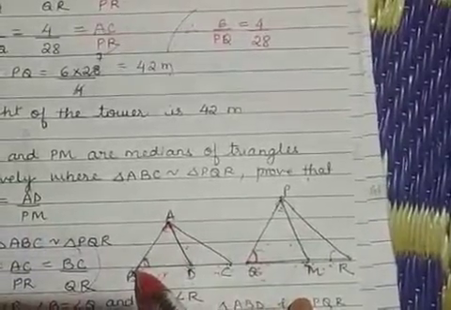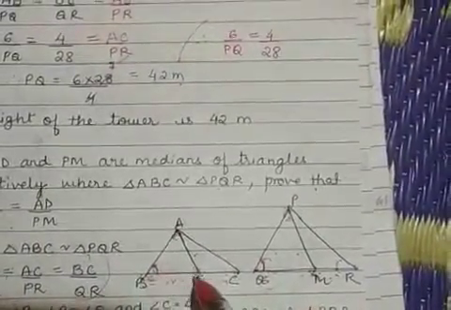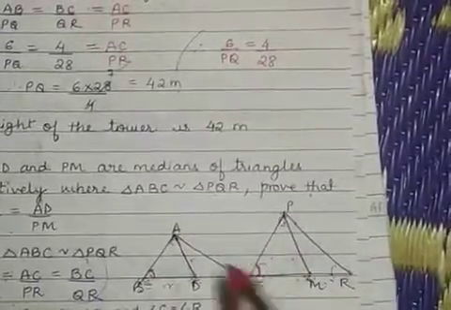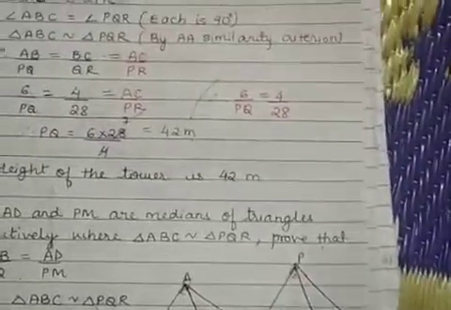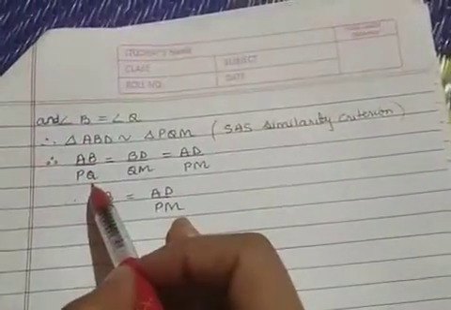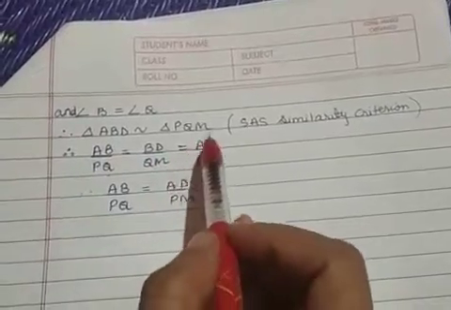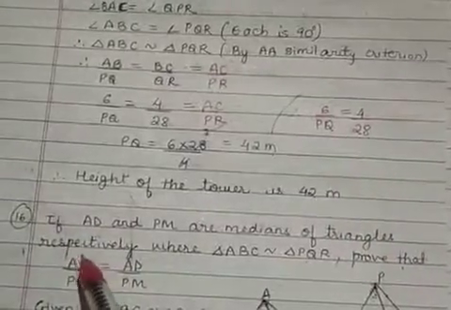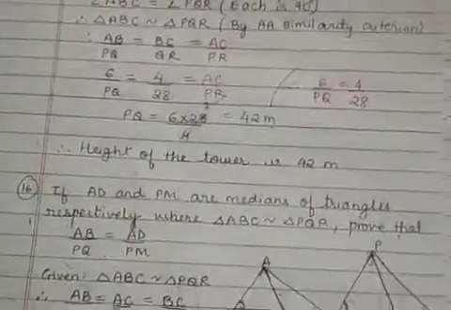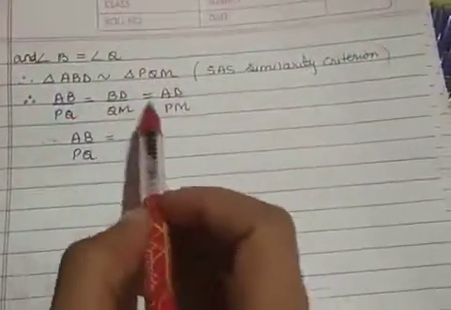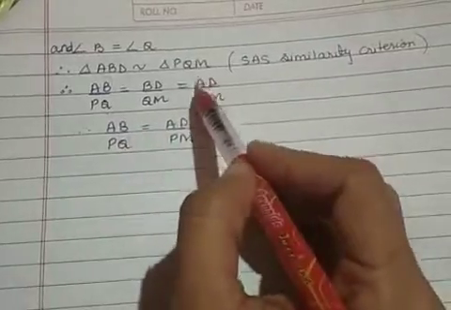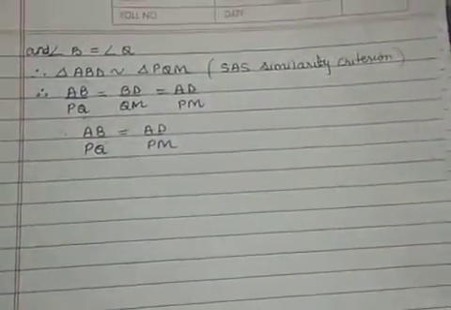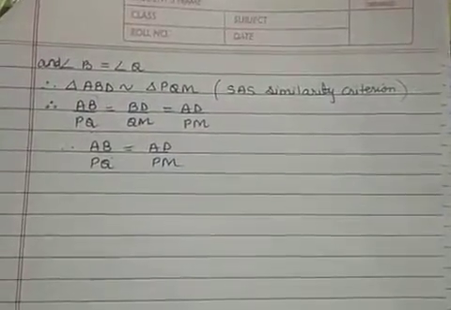So AB upon PQ will be equal to BD upon QM will be equal to AD upon PM. Correct? So we got AB upon PQ equal to BD upon QM equal to AD upon PM. Now in the question we are asked to prove AB upon PQ equal to AD upon PM. So we will take only that which is required. So we can write AB upon PQ equal to AD upon PM. So this is how we prove using the similarity criterion.